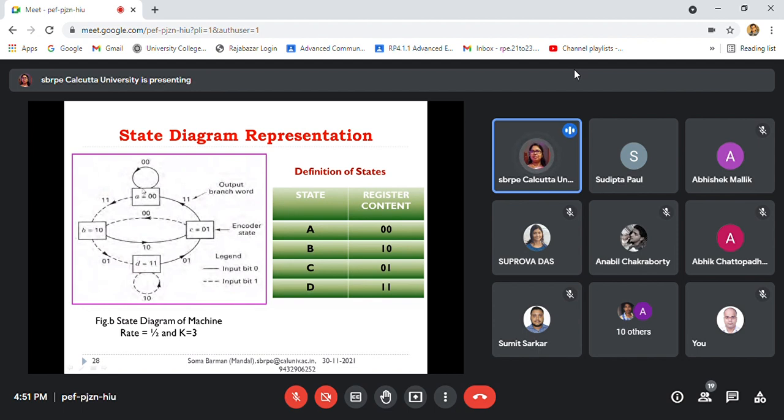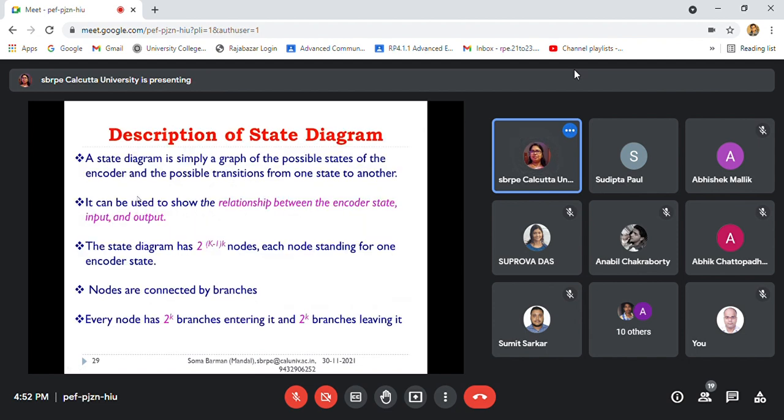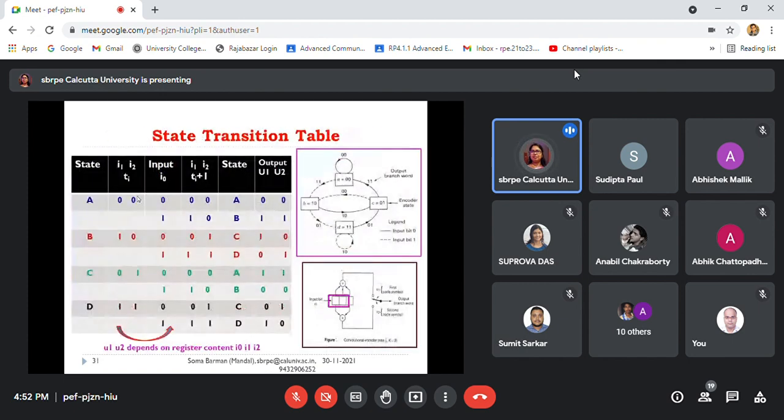Suppose initially, we always have to start from the state 0 0, because that is the initial condition of the memory, that means the initial condition of the shift register or the encoder. So we consider state A as our first state, and now consider that input 0 is coming, so your memory is 0 0. If it is written over here, it will be more clear.